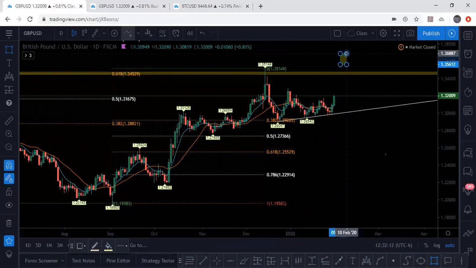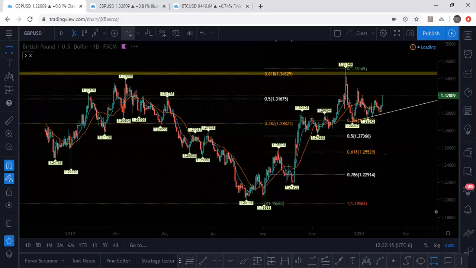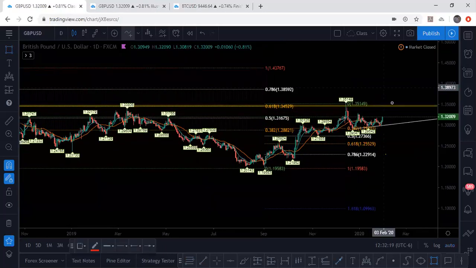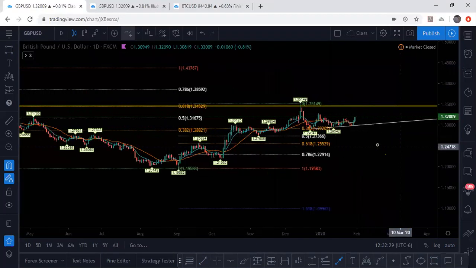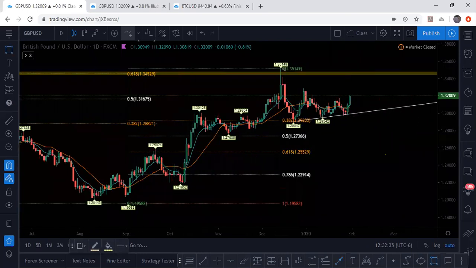If it goes above this thing, then we'll continue up. Other than that, we should break. If we break this line, then we'll be coming down. So from down here to here, if we break this line, we'll be coming down to this 618, this golden ratio here.